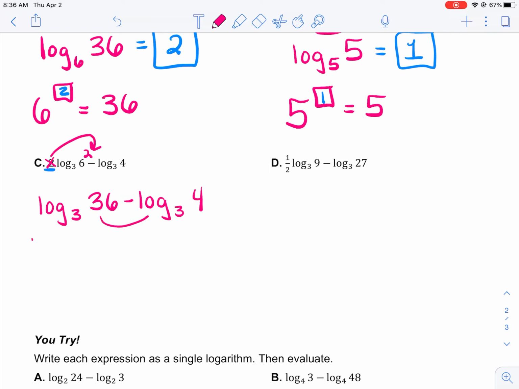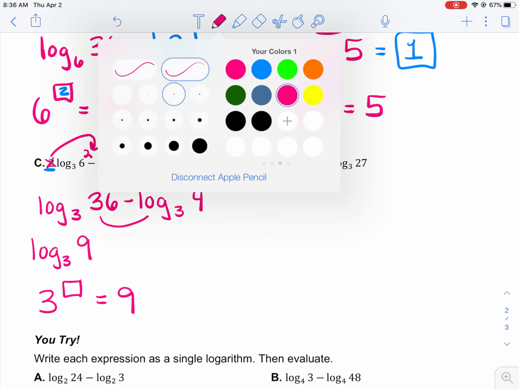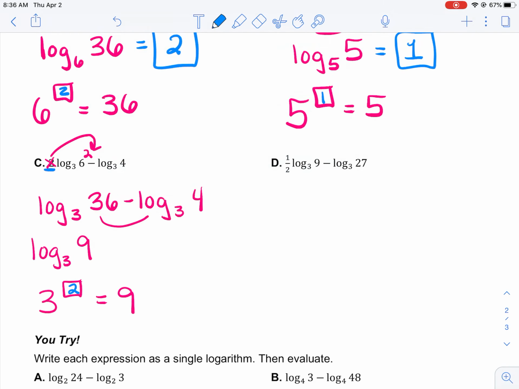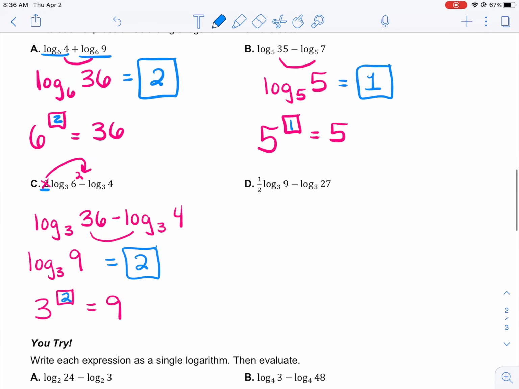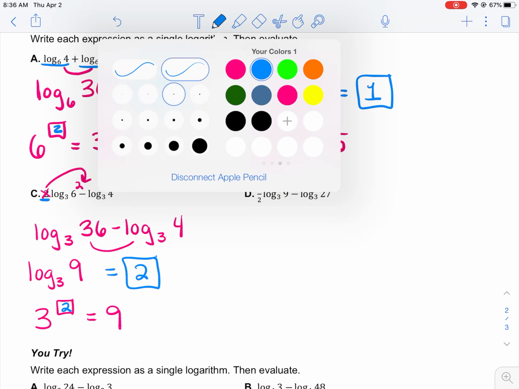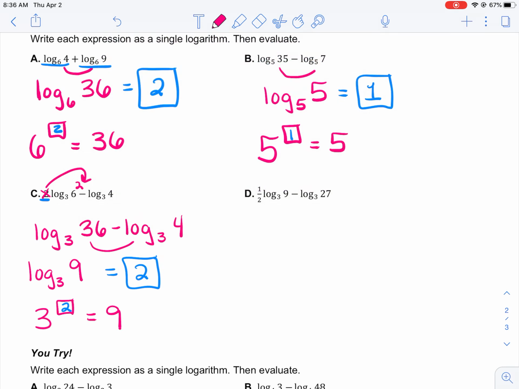Now I'm going to condense. So I have log base 3, 36 divided by 4 is 9. And now it's a simple log to evaluate. 3 to what power equals 9? We know 3 squared is 9, and so the answer equals 2. So a very useful result of condensing.